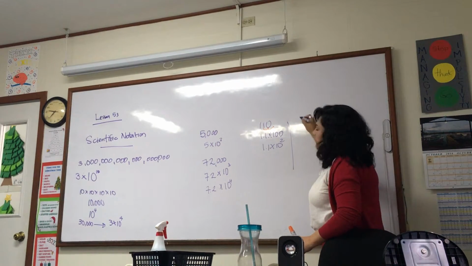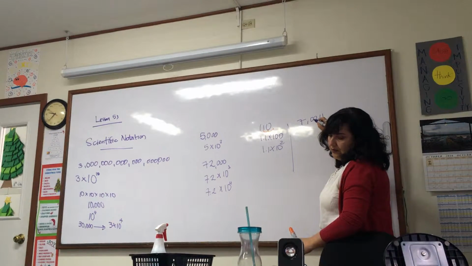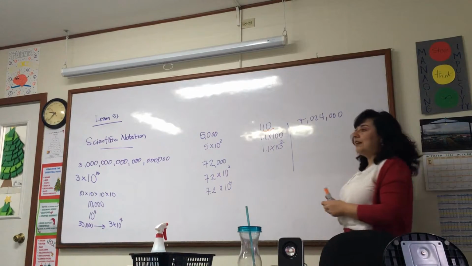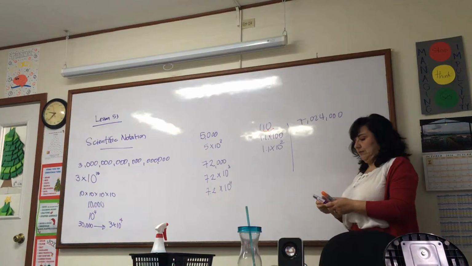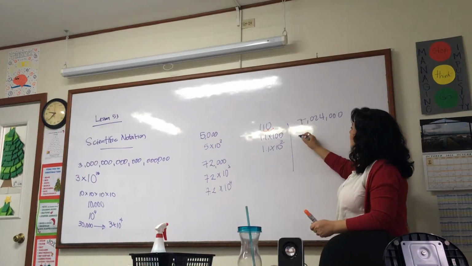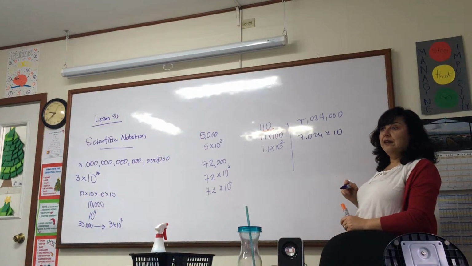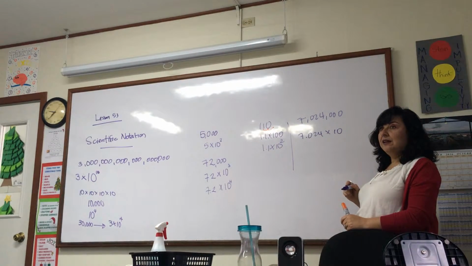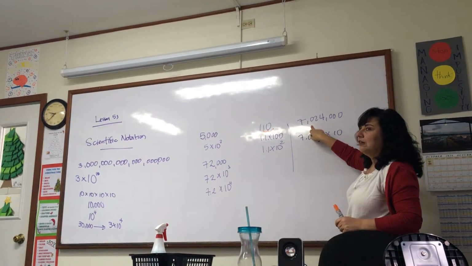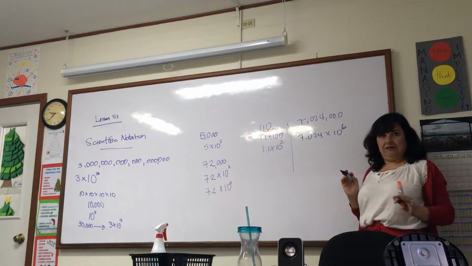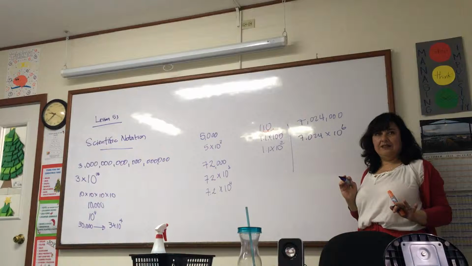Makes sense now. 7,024. How would you write it in scientific notation? 7.024 times 10 to the what? 10 to the 3. You've got 3 here and 3 here. 10 to the 3. Yes. Is that clear? Yeah. No?